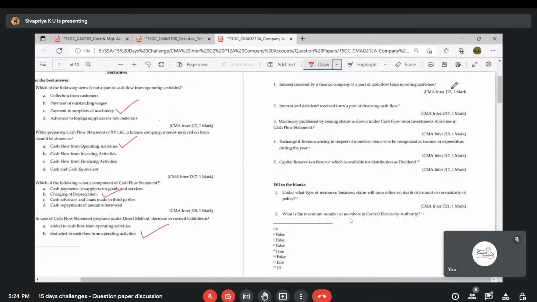Interest received by finance company is a part of investing activities. False. Interest and dividend form a part of financing cash flows. False. Machinery purchase by using the shares is under the cash flow from investing. So this is false. Exchange difference arising in respect of monetary items is to be recognized as income. Yes, true. Capital reserve is a reserve which is available for distribution as a dividend. False.